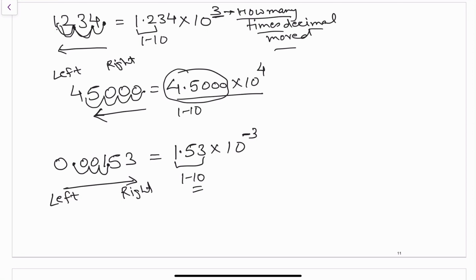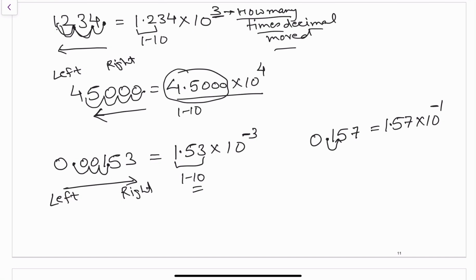Let's do one more example on this. 0.157. How are you going to convert this number into scientific notation? Again, follow the same steps. This is your decimal. Move this decimal 1 time, because after just one move you're going to get the decimal between 1 and 5, two non-zero numbers. So this is going to be 1.57. How many times did you move the decimal? 1 time, and you're moving from left to right, so that's why it's a negative 1.